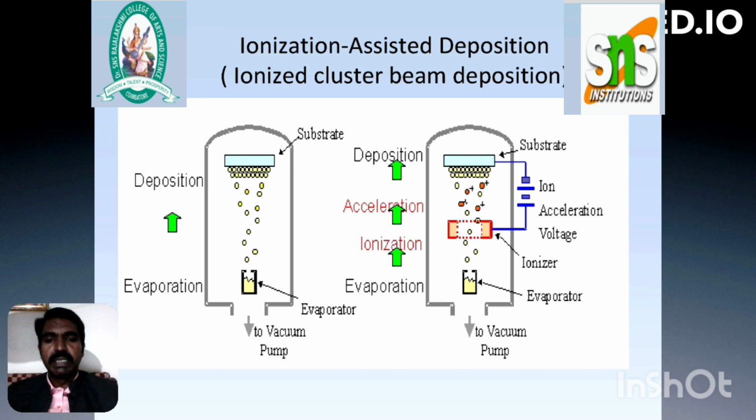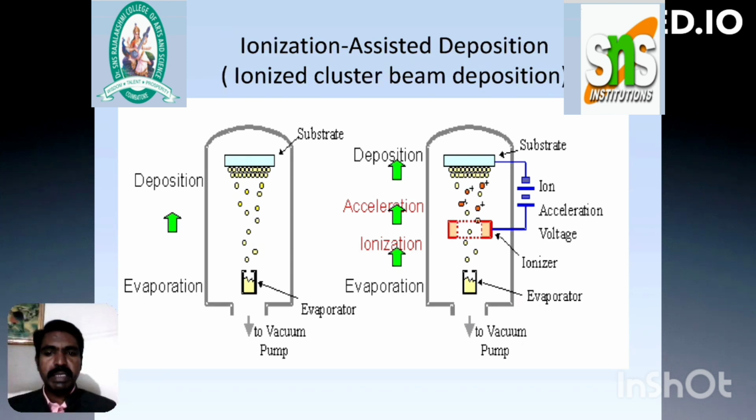So today we're going to discuss methods to prepare thin films, especially evaporative methods, right? We're going to discuss two or three methods. First, we're going to discuss the ionization assisted deposition method, that means ionized cluster. This is one of the methods to prepare uniform, well coated thin films.